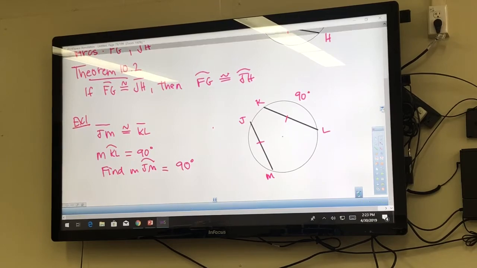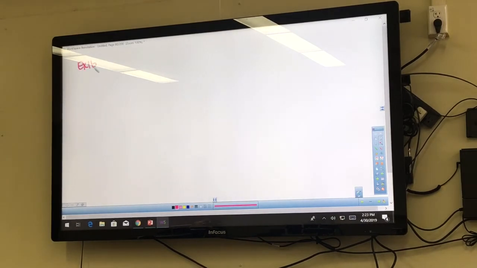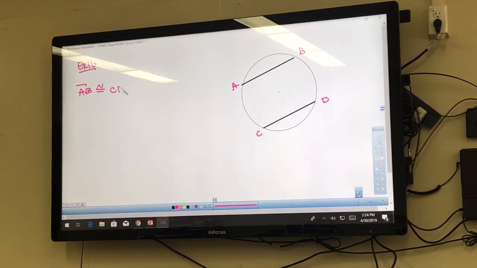Let's look at another example. Given a circle with two chords, chord AB and chord CD. If I tell you that chord AB is congruent to chord CD, remember a chord is a segment, then without knowing anything else, as long as you know that the two chords are congruent, we know that their arcs are also congruent.